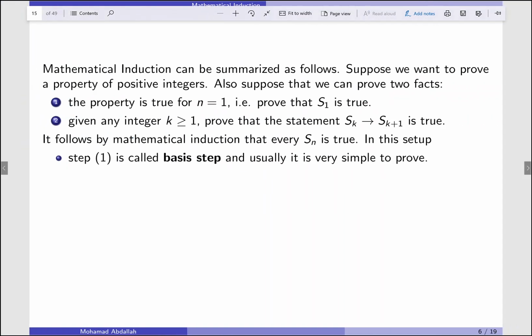Okay, so step one is called the basis step, and this is very important. You have to write the solution like I write it in the next examples. So first, you can start by defining Sn, and then you want to say the basis step, and in the basis step, you need to do what? You need to show that S1 is true. This is usually very simple.